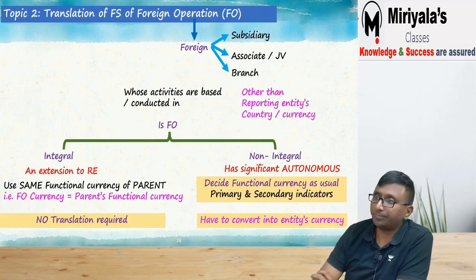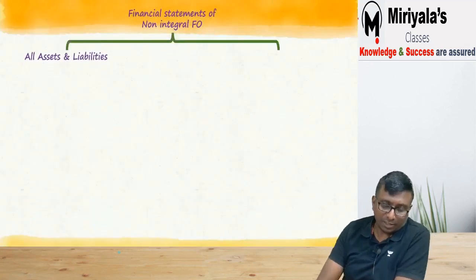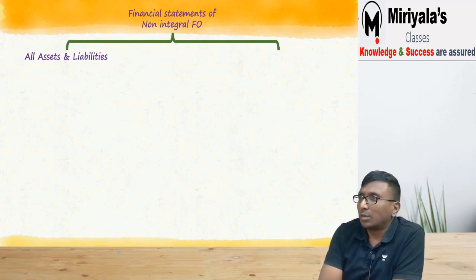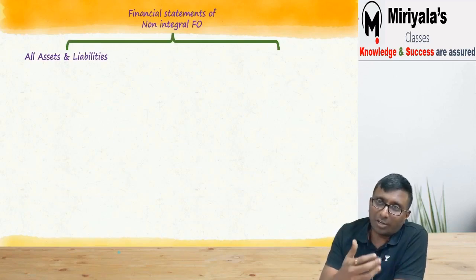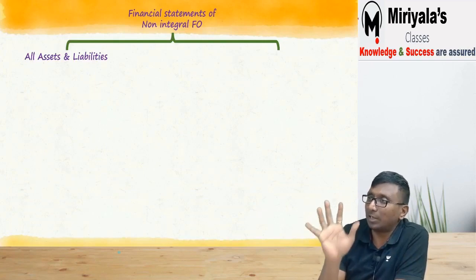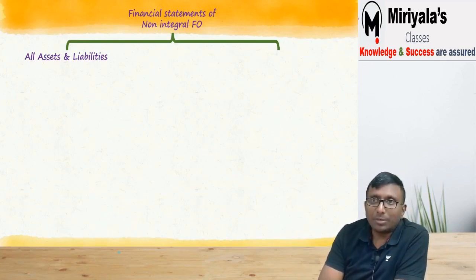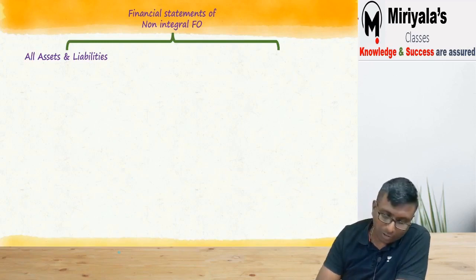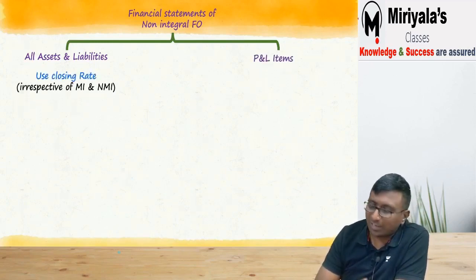Now the question: conversion of financial statements of a non-integral foreign operation. How do you convert it, sir? Conversion is simple. All the assets and liabilities, whether monetary or non-monetary item, no classification needed. If it is an asset or liability, then convert it using the rate on the balance sheet date. That's all. Only the closing rate, irrespective of monetary or non-monetary.